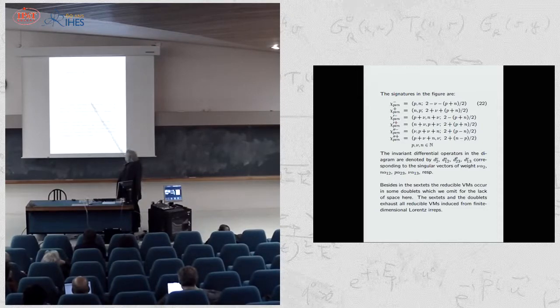Now, as we see, these representations come in such sextets, and the reducible Verma modules occur also in some doublets. There are three kinds of doublets, which I omit for lack of space, but of course they are explicitly known and given in our papers already for the Euclidean case. And the sextets and the doublets exhaust all reducible Verma modules induced from finite-dimensional Lorentz representations.